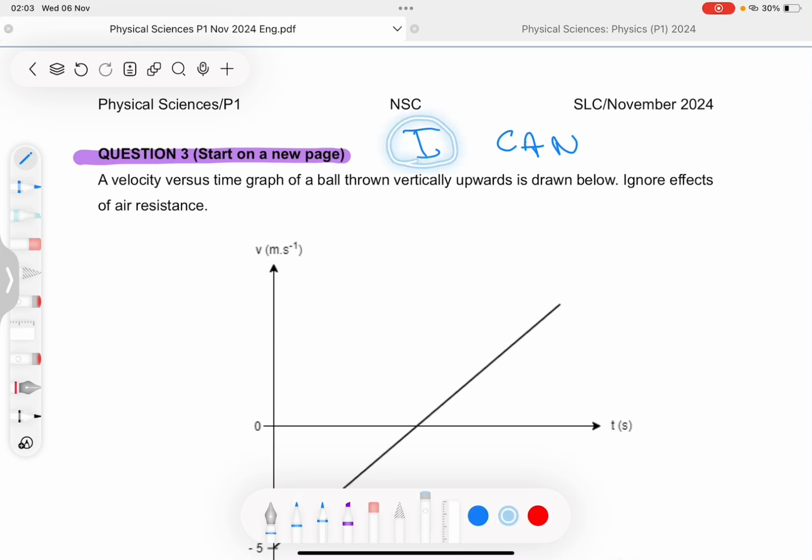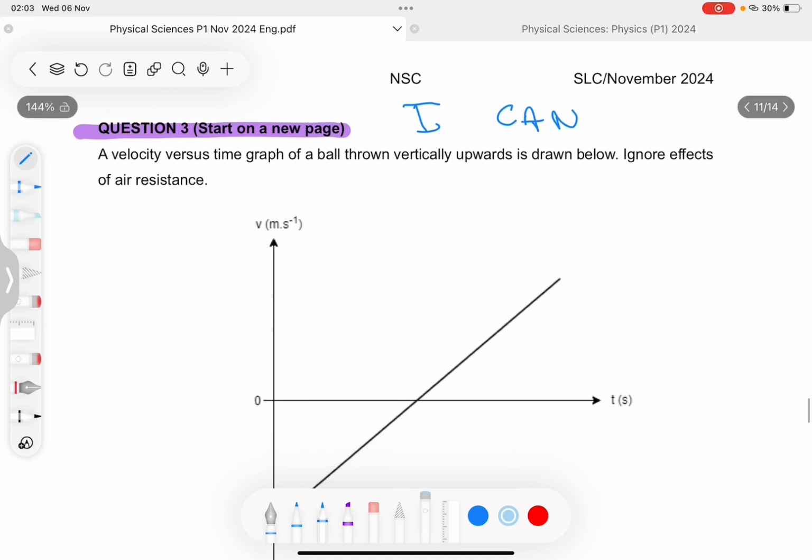The I stands for interpretation of the problem. So before doing any question, interpret that question. The interpretation involves reading the question and analyzing the given information. Information can be given in the form of tables or graphs. And I can see in this question we have a graph. So we have to do some analysis around that graph.